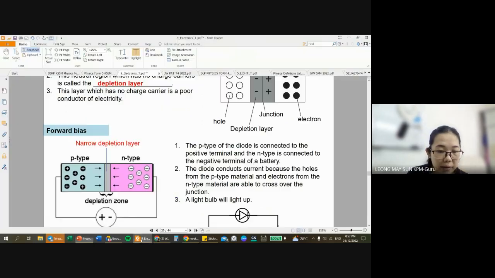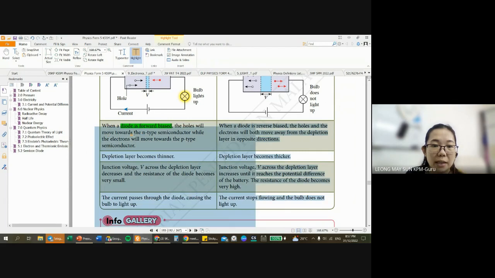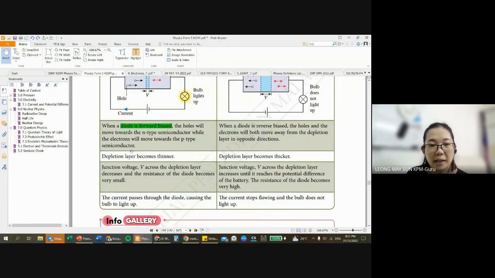All right, let's look at what the textbook says regarding this. The textbook says that when a diode is forward biased, holes will move towards the N-type of the semiconductor, while the electrons will move towards the P-type semiconductor. So the depletion layer becomes thinner, the junction voltage across the depletion layer decreases, resistance becomes very small, and current passes through the diode, causing the light bulb to be on. So they only say that the junction becomes thinner.